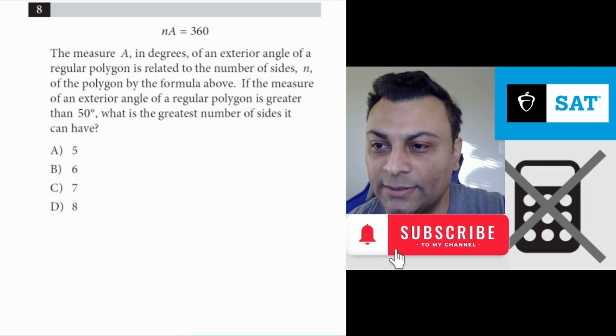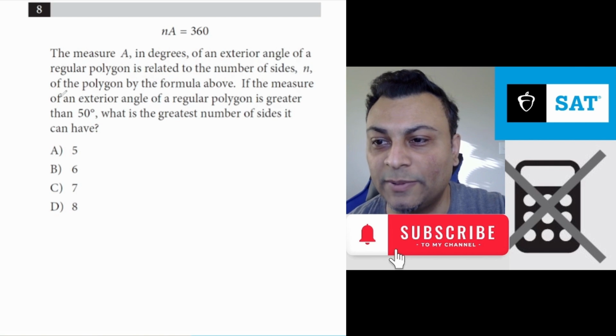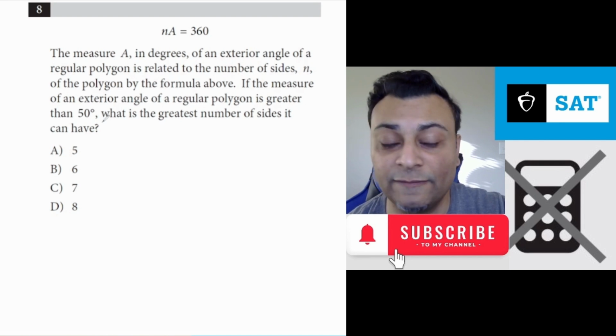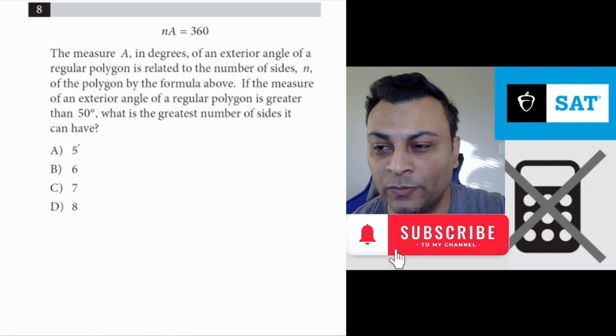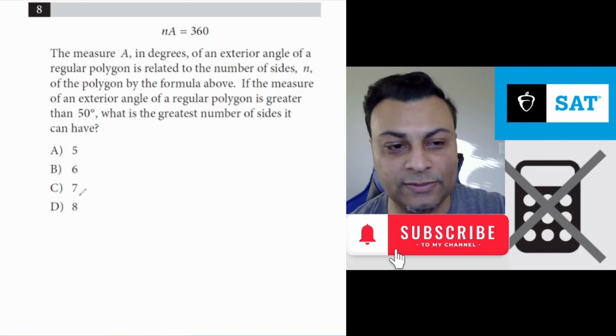Moving on to number 8, it says n times a is 360. The measure a in degrees of an exterior angle of a regular polygon is related to the number of sides n of the polygon by the formula above. If the measure of an exterior angle of a regular polygon is greater than 50 degrees, what is the greatest number of sides it can have? So we have some choices.